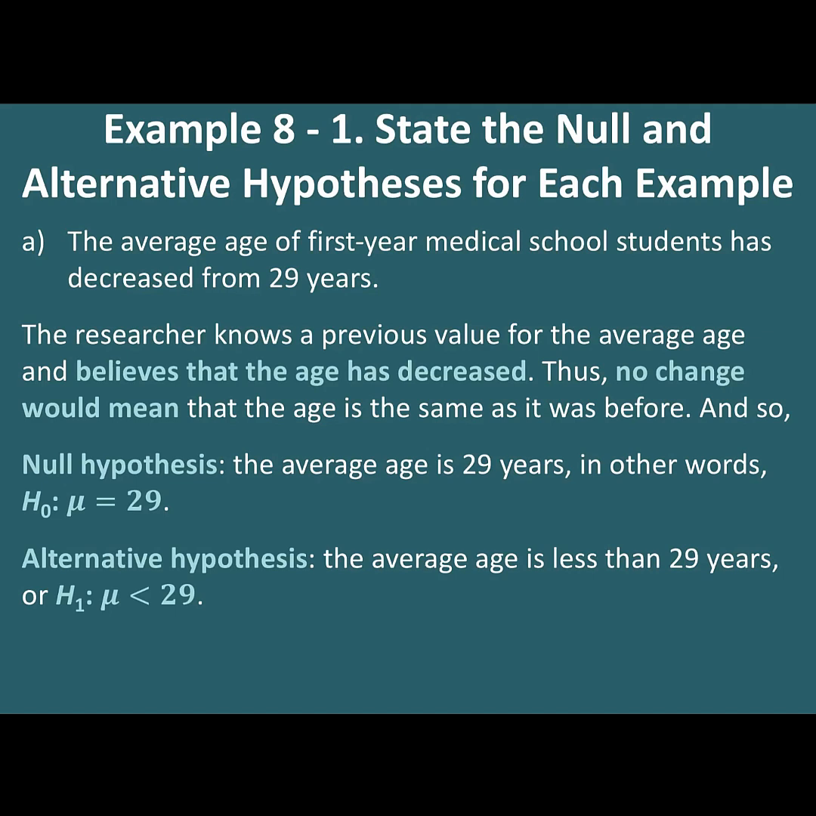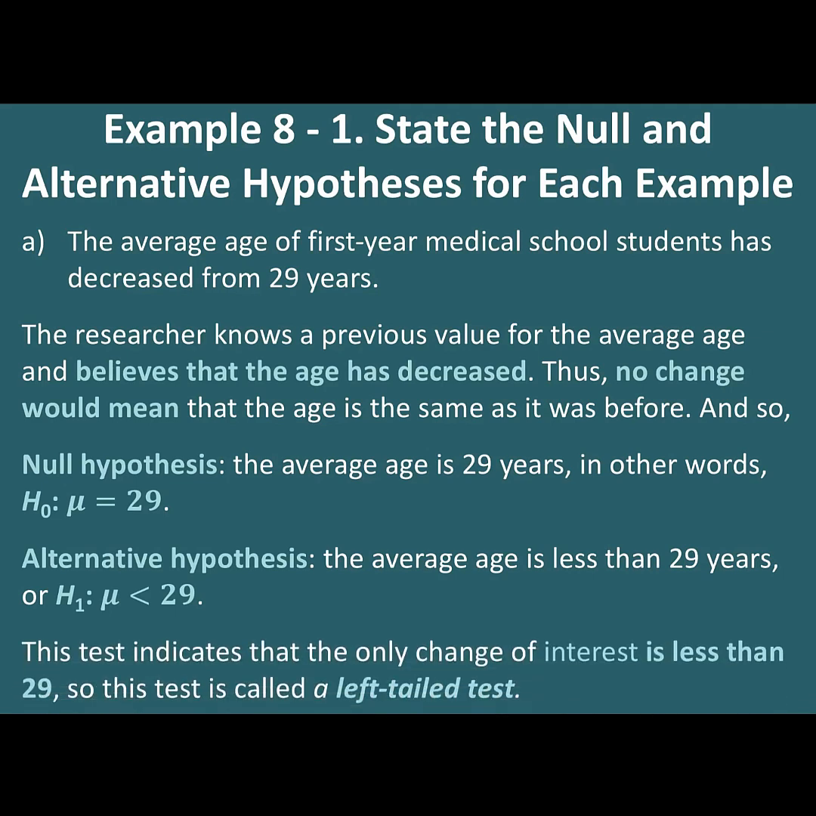Let's not forget that mu represents the mean. This test indicates that the only change of interest is less than 29. So this test is called a left-tailed test.